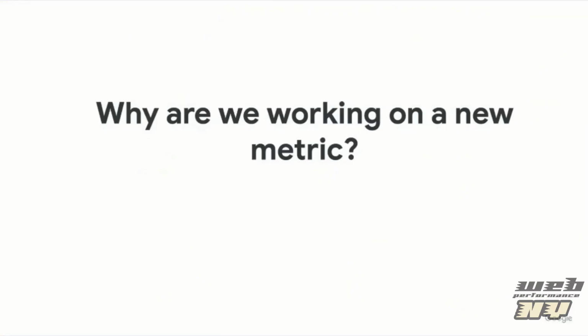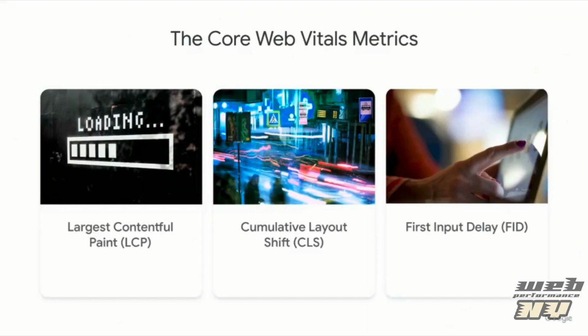Okay. So we are working on a new metric called Interaction to Next Paint. It's essentially complete, and we're thinking very strongly about replacing one of the Core Web Vitals, First Input Delay, with Interaction to Next Paint. So we want to talk about why we are doing that. Let's back up and talk about what the Core Web Vitals metrics are.